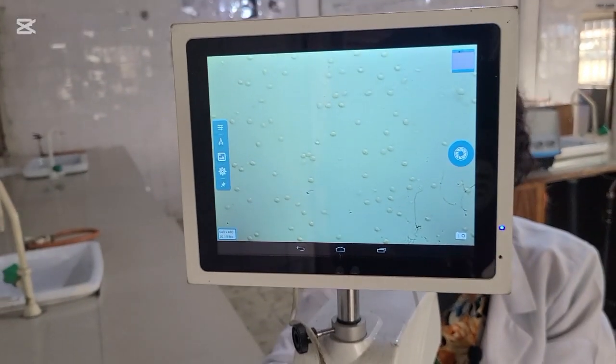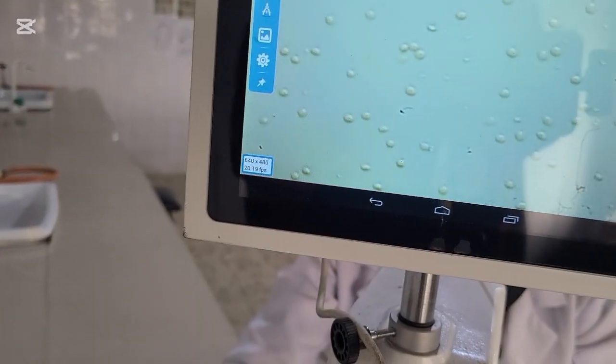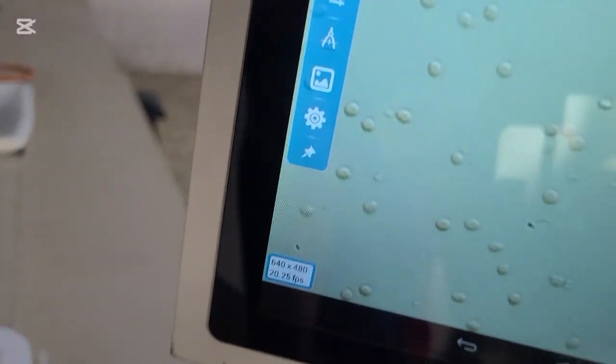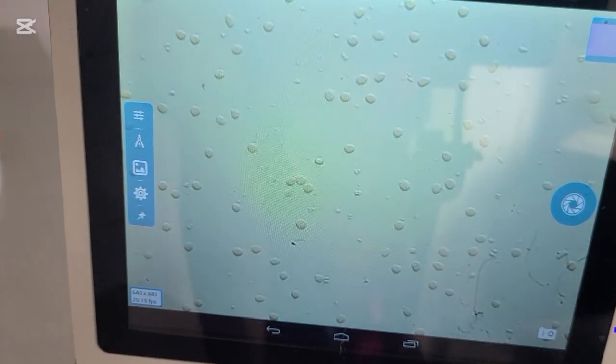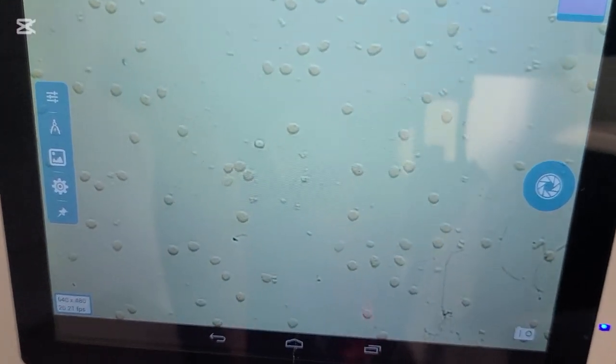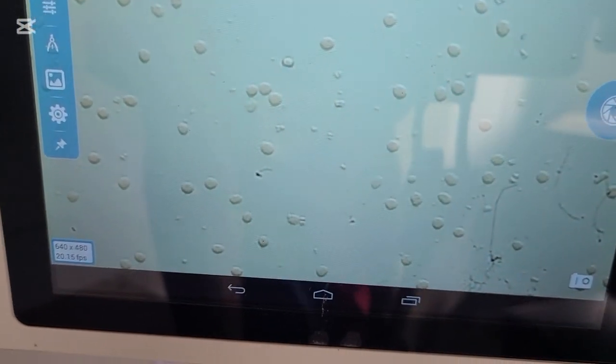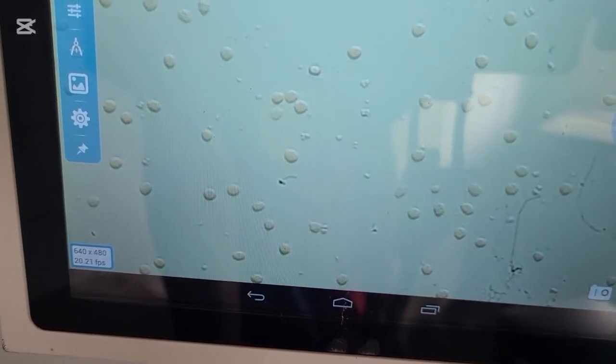So if you look very well also, you will see some things moving. Those are bacterial cells. You see some tiny little cells moving. Those are bacterial cells.